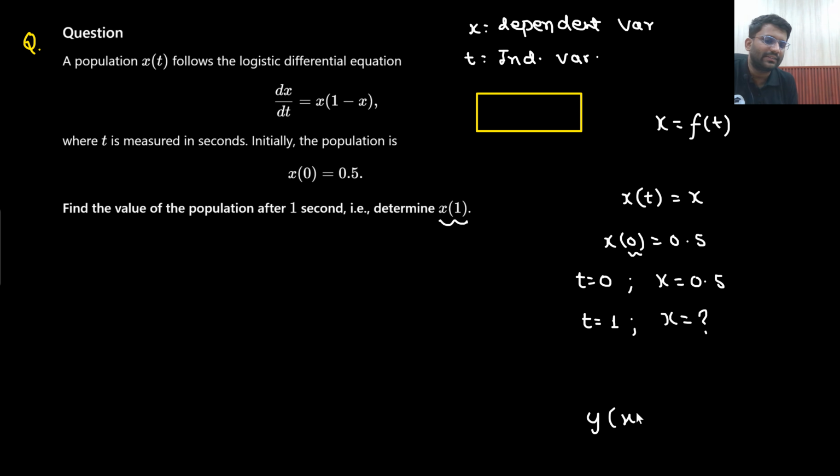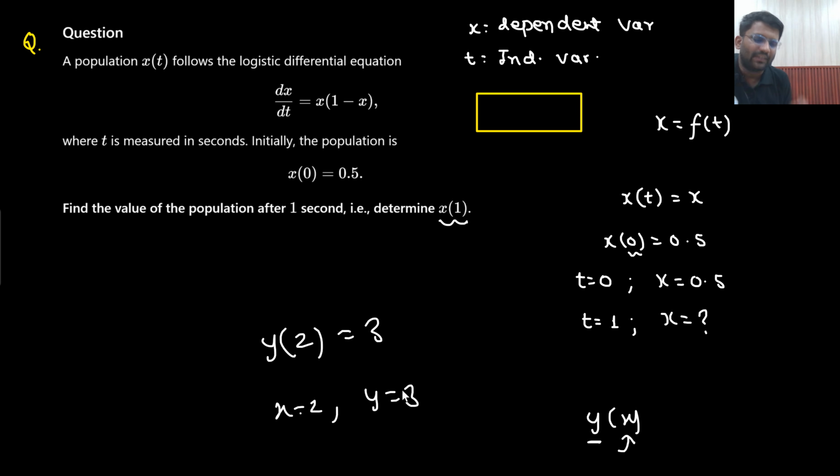So do you understand the meaning of this x bracket 1? If y bracket x is written, what does that mean? That means when the value of x equals x, then the value of y. If I write y 2 equals 3, what does that mean? When x is 2, the value of y is 3. Understandable? Because if y is a function of x, then this is how it could be written. Is that clear or not?